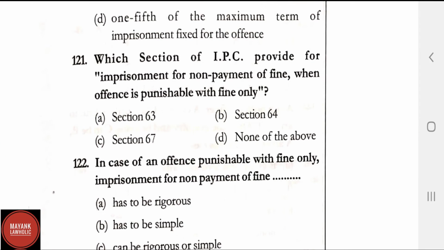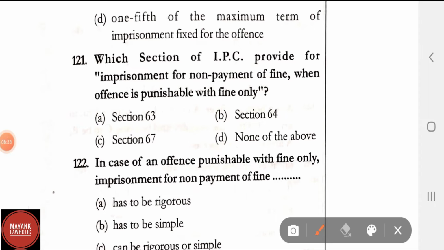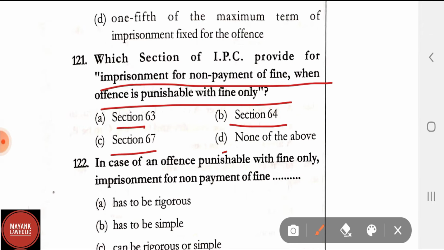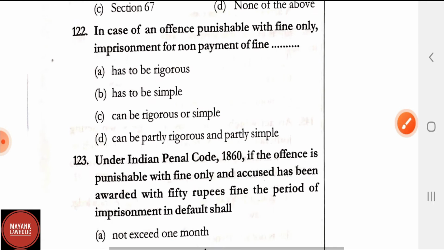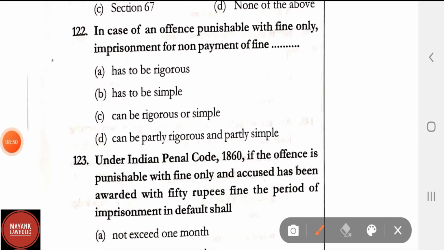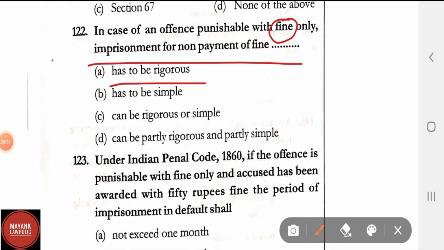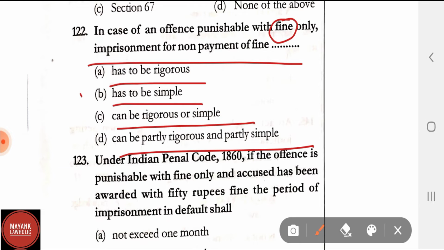Question number 121. Which section of IPC provided for imprisonment for non-payment of fine when the offence is punishable with fine only? Options are section 63, section 64, section 67, option D, none of the above. Correct answer is option C, that is section 67. Question number 122. In case of an offence punishable with fine only, imprisonment for the non-payment of fine has to be rigorous, has to be simple, can be rigorous or simple, can be partly rigorous or partly simple. Correct answer is option B, that is has to be simple.